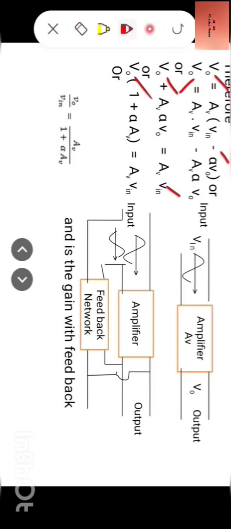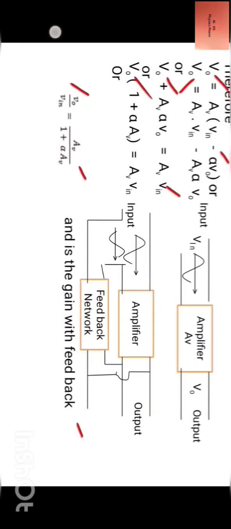From the above equation, we have V output over V input is equal to AV over 1 plus alpha AV, and this is the gain with feedback. If we denote gain with feedback as AF, then we have AF is equal to AV over 1 plus alpha AV. Let us look at the next slide.